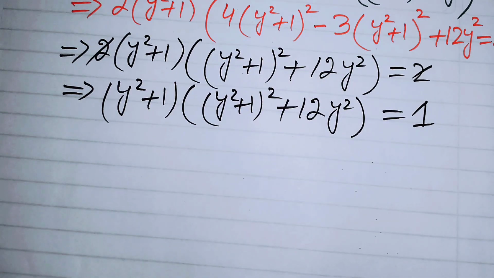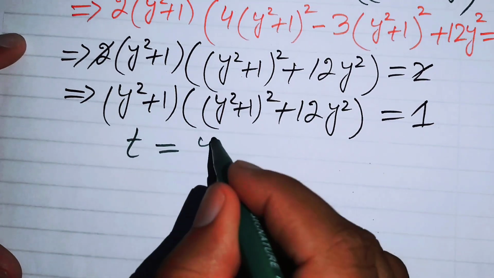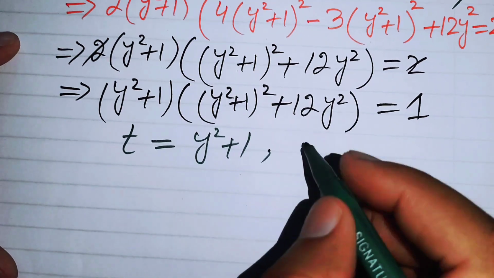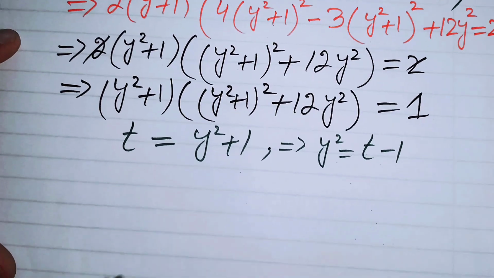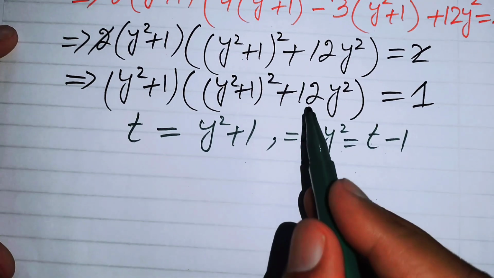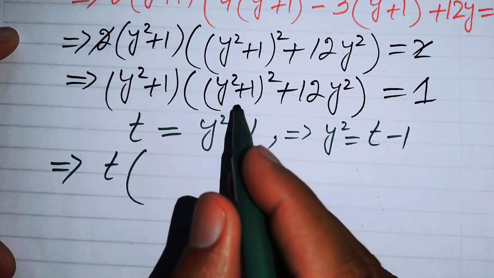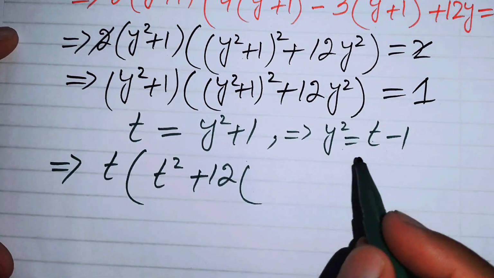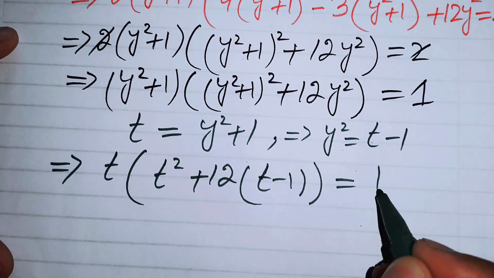And now I can again take some little bit substitution, so that here I can take t is equals to y square plus 1. So if you have t is equals to y square plus 1, then this implies that y square is equals to t minus 1, so that you can substitute these two values in this expression, so that here you get y square plus 1 is equals to t, and this is y square plus 1 will becomes t square plus 12 times of y square, and y square is equals to t minus 1, and this whole is equals to 1.